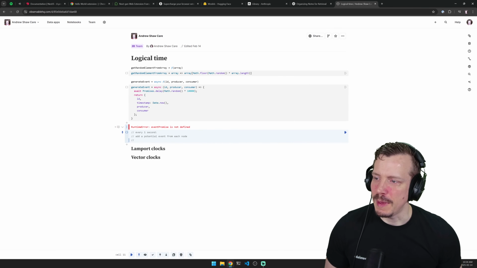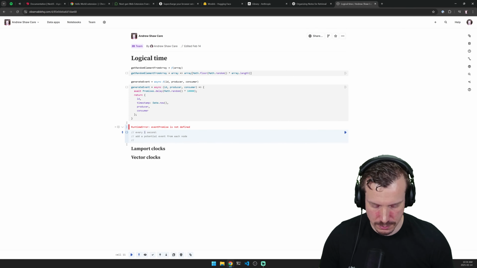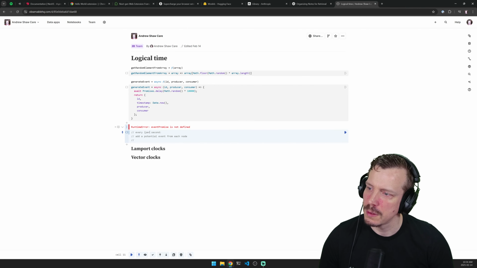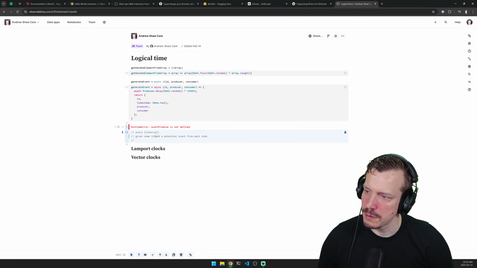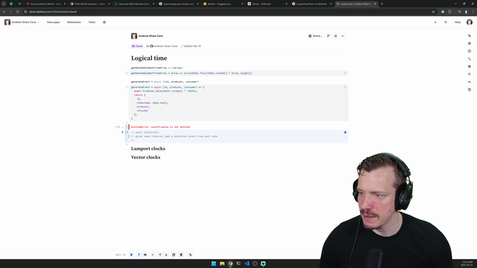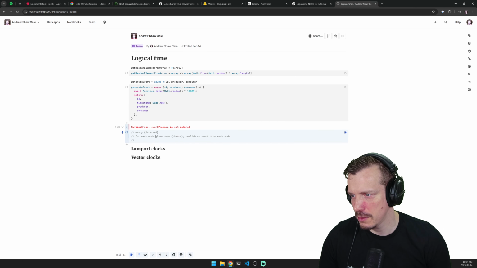So every second, some period of time, which we can define, every interval, add a potential, or given some chance, add an event or publish, and then this is for each node. Given some chance, publish an event.